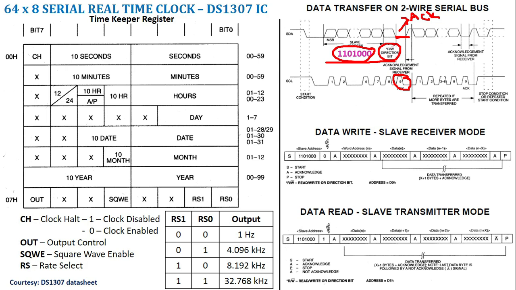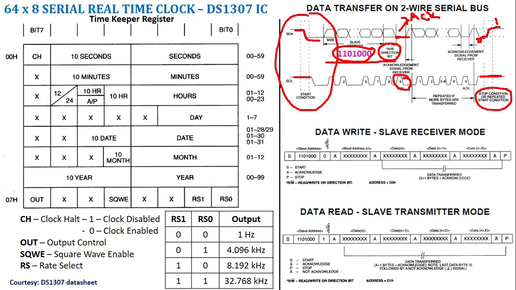Once all the data is over, finally we have to send the stop condition. For the stop condition to occur, the clock will be high, and there will be a transition from 0 to 1 in case of SDA. So SDA will change from 0 to 1, which indicates the stop condition. In a start condition, what happens? My SCL is 1 and SDA changes from high to low. For stop condition, SCL is 1.